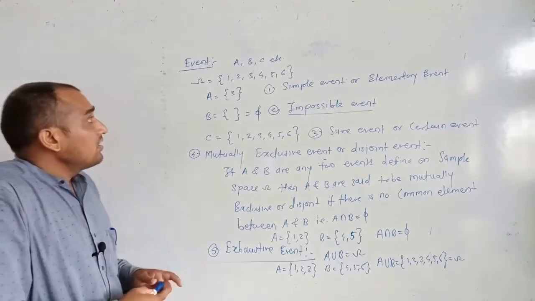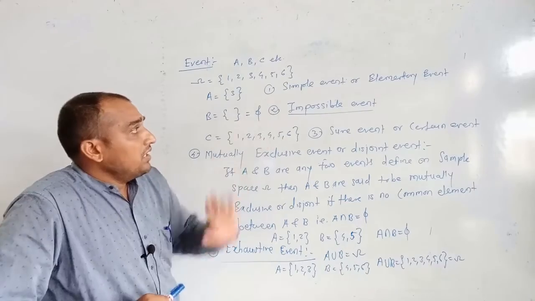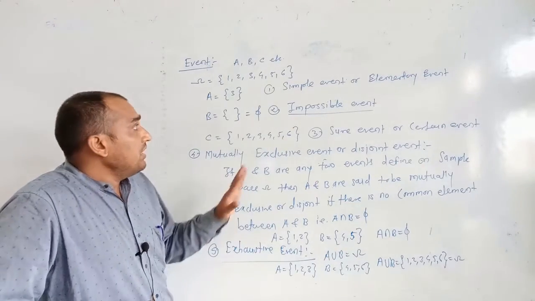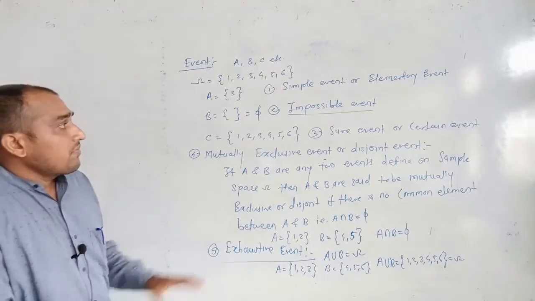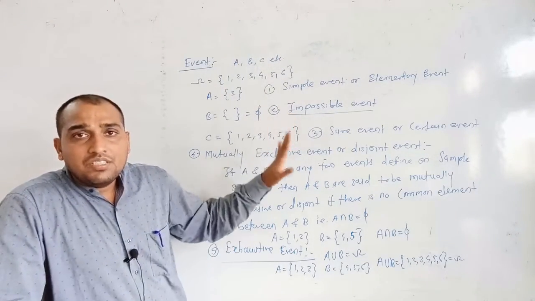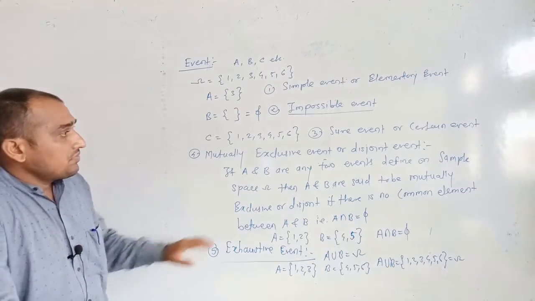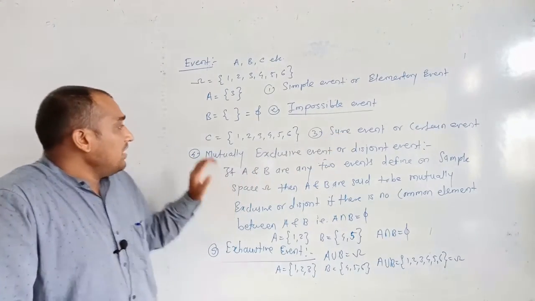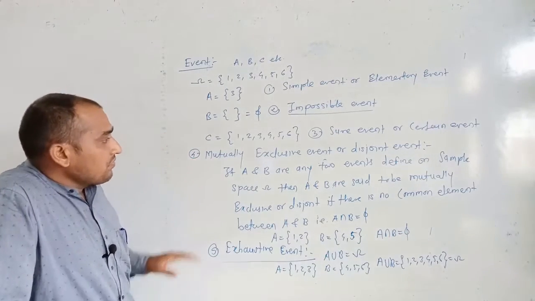So, in this way, these are the types of events. First, the simple event or elementary event: the event which contains only one element from the sample space. Impossible event: the event which does not contain any element from the sample space. Sure event or certain event: an event which contains all the elements from the sample space.